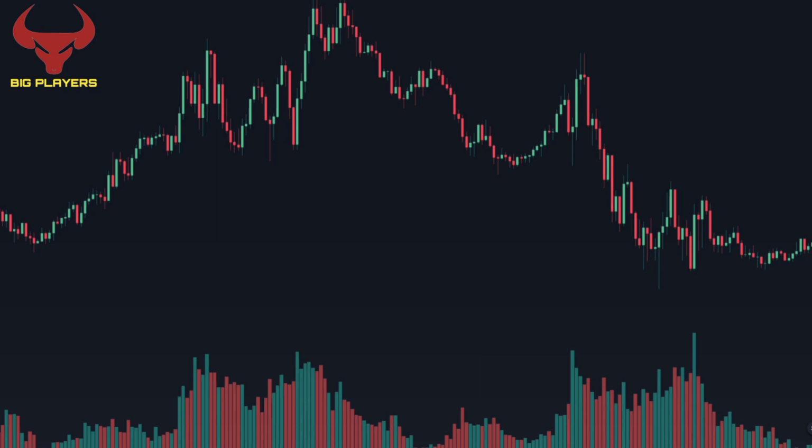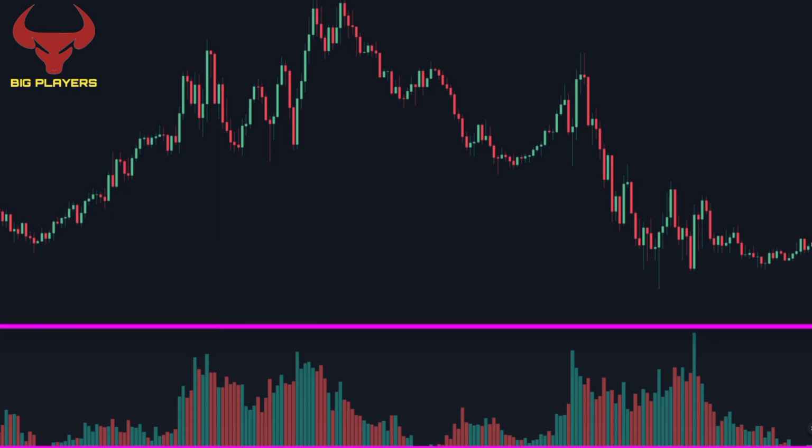So you can have all these indicators and trend lines, but at the end of the day, if there aren't any buyers or sellers, a stock will not move. And a good way to know this is to look at the volume.